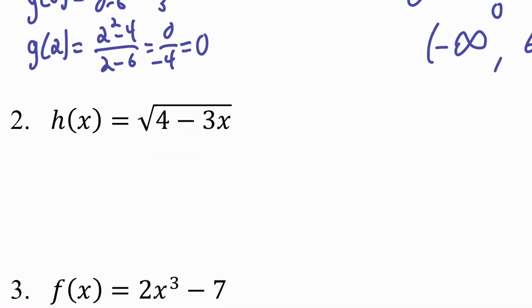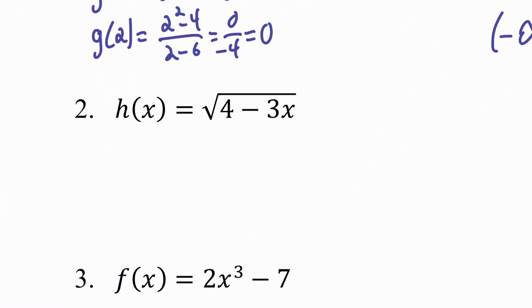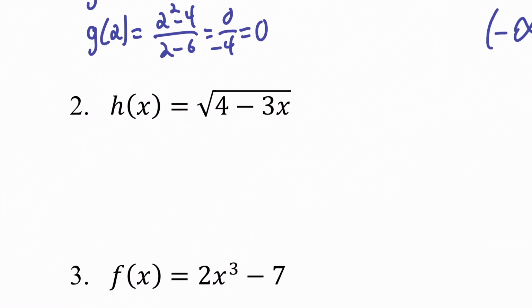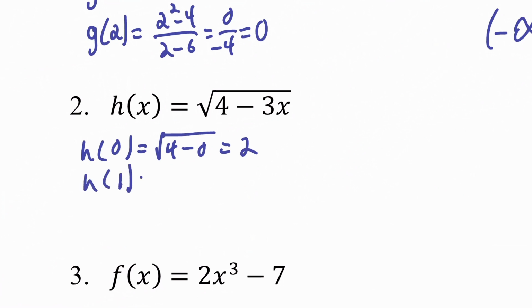So here, we're going to find the domain for this one. And again, the default assumption is the domain is all real numbers that work and don't cause some sort of arithmetic problem. And sometimes the best way to get started is just guessing numbers. Let's say I want to do h of 0. So h of 0, that'll be the square root of 4 minus 0, which is 2. So that worked, right? How about 1? H of 1, that'll be the square root of 4 minus 3, right? 3 times 1 is 3. That's square root of 1, which is 1.